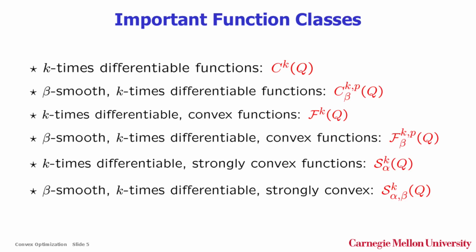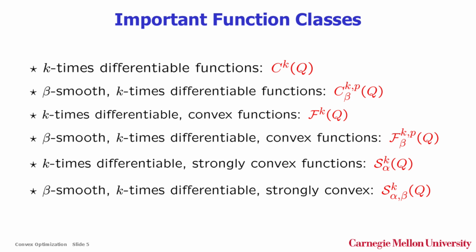Below, I'm listing 6 different function classes. They make different assumptions about the smoothness and convexity of the functions. We will see that simple gradient-based optimization methods can achieve different convergence rates in these function classes. Later, we will formally define these function classes. For now, I'm just listing them.